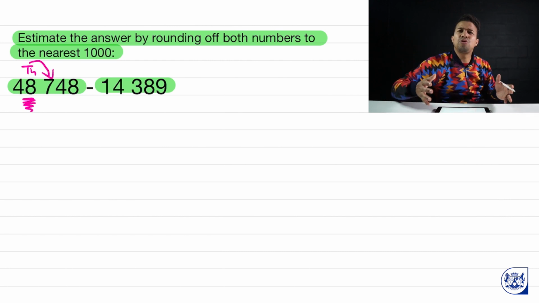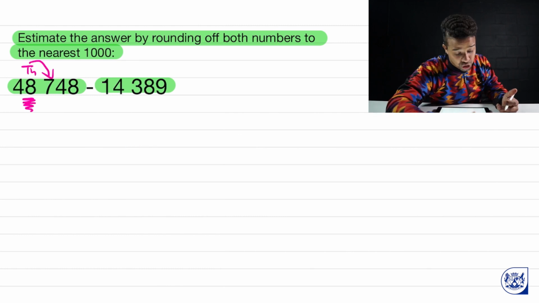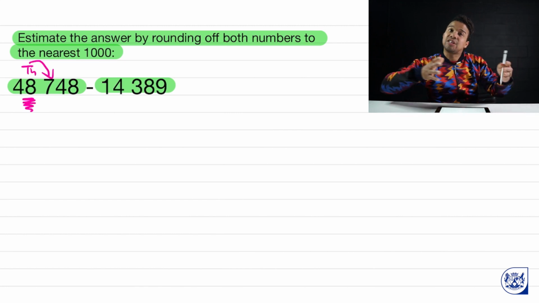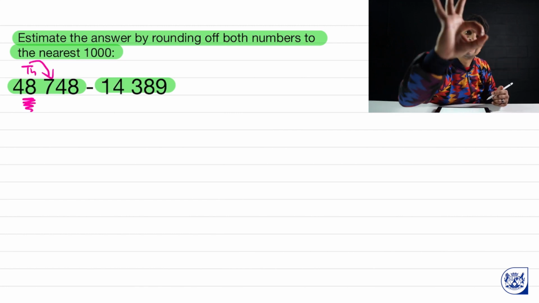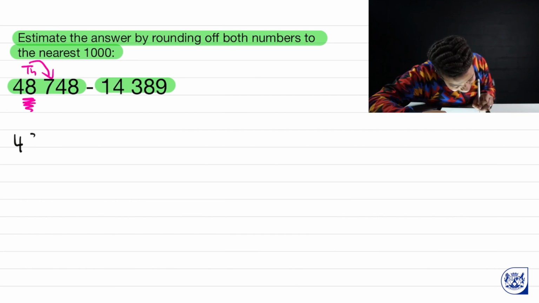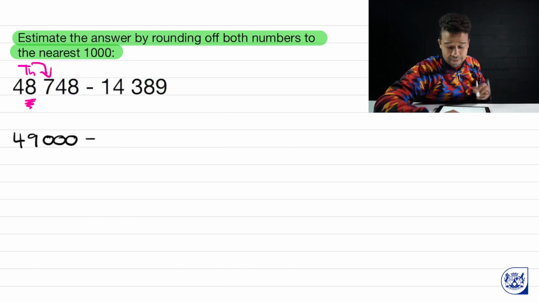And 7 falls into the 5 or more category, and therefore the number we are focused on, which is the 8, will increase by 1, and the numbers behind it, to the right of it, will become 0. So let's do that. It's 49,000 minus.